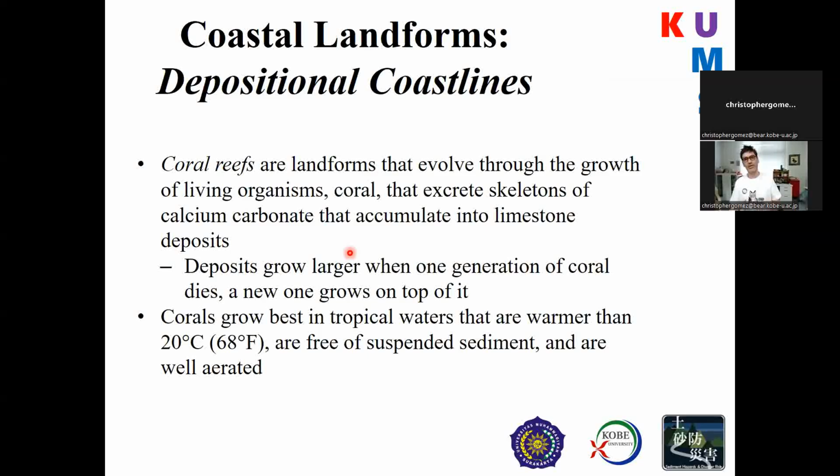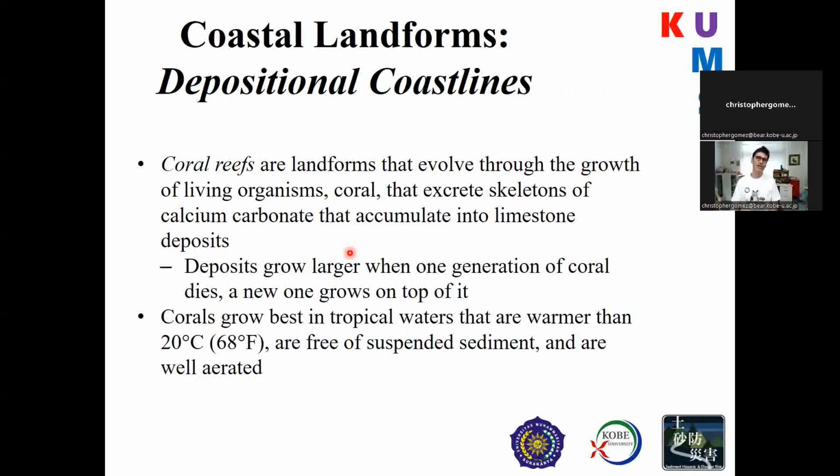And those living organisms are coral, and they excrete the skeleton of calcium carbonate that accumulates into limestone deposits and then goes up. It takes a bit of time before you can look at it as a limestone deposit, but it's still actually forming those landforms. And the deposit grows larger when one generation of coral dies, and then you have the new one on top, and that's how it goes.